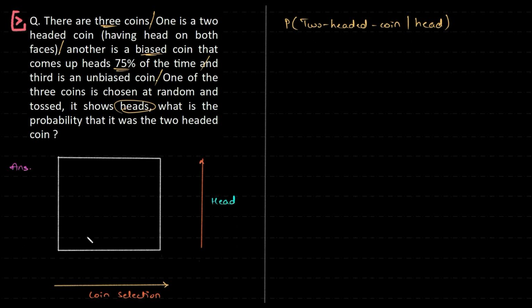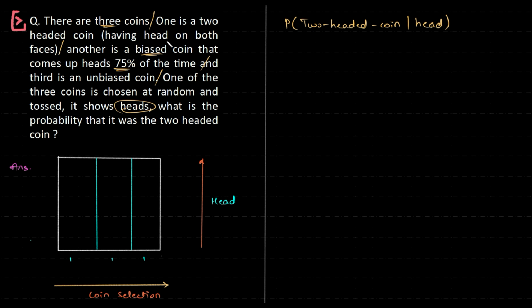Okay. So now selecting a coin. How can we select the coin? Is there any bias towards anything? No, right? So they have equal chances. So we have 1/3, 1/3, 1/3.